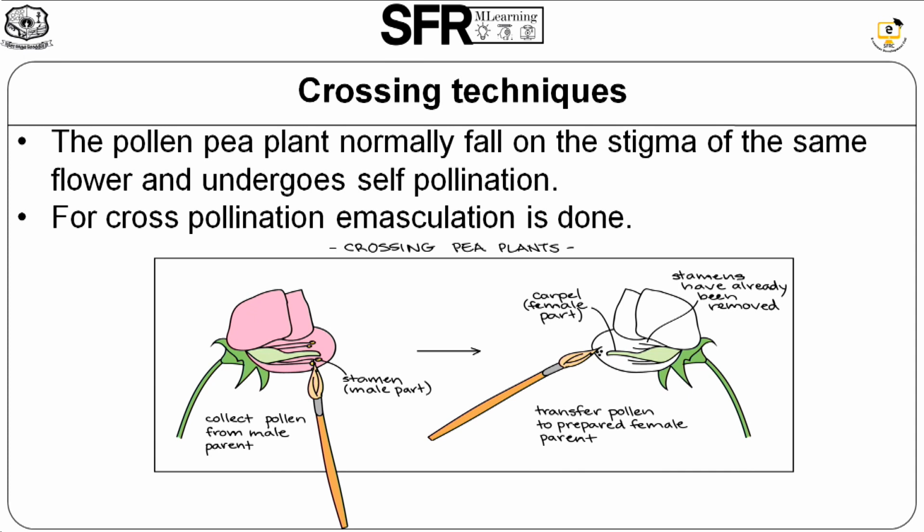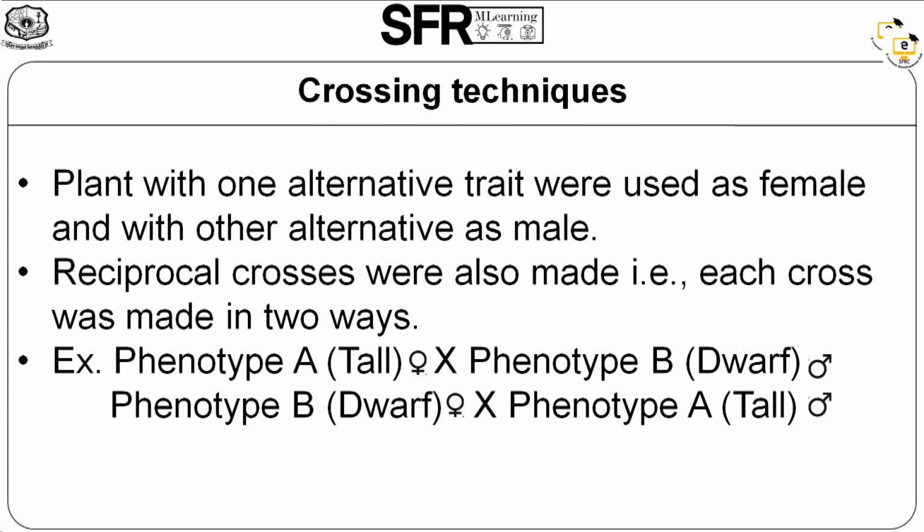So, this is how the emasculation is done, and after emasculation, the plants with one alternative character were taken as dominant and the plants with the other alternative character were taken as recessive. So, one is considered as male and another one as female. Both these parents, male and female, were crossed and the F1 generation was observed. The F1 generation was again self crossed and the offsprings obtained were considered as F2 generation.